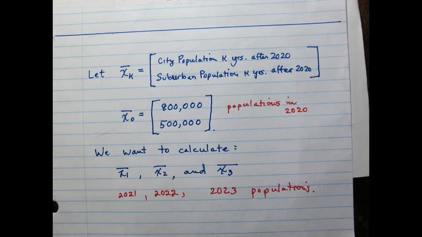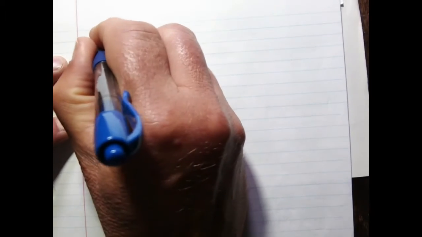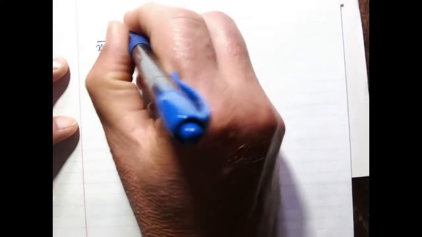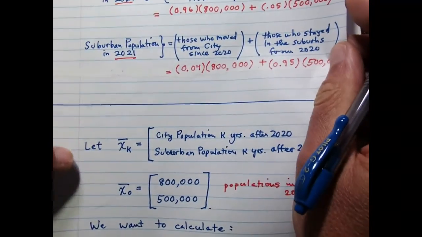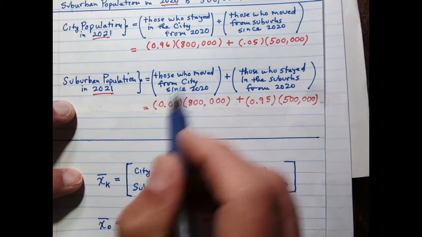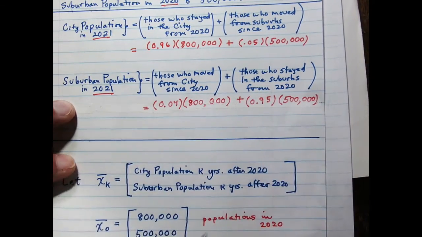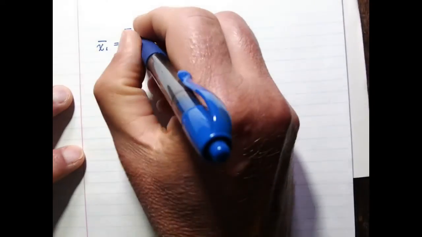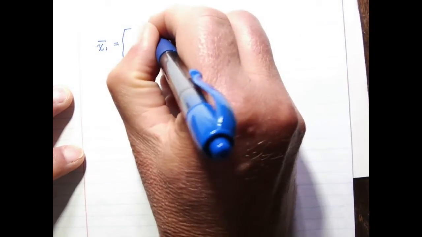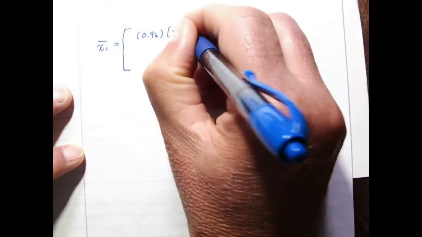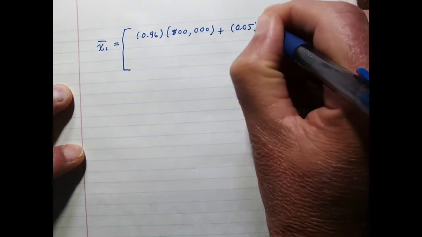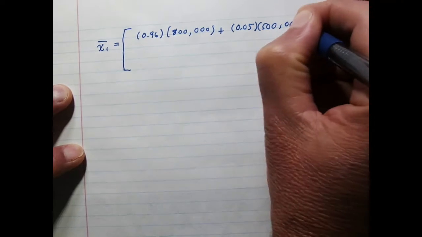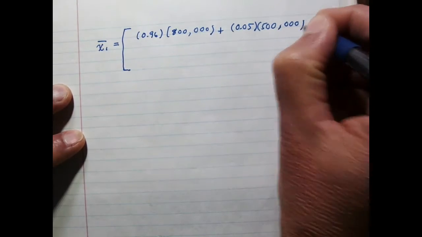And I'm just going to shift this sheet up a bit. So x1, which are the populations in 2021. Now, we already wrote down, just moments ago, expressions for those populations. And so I'm just going to recopy that. So I have 0.96 times 800,000 plus 0.05 times 500,000. And that's the first entry.